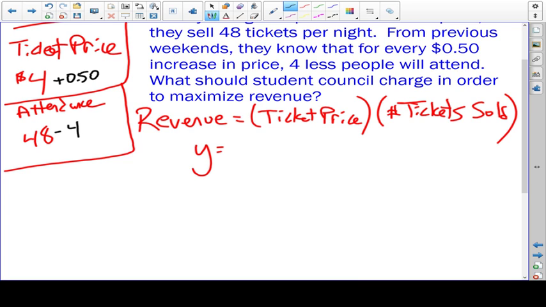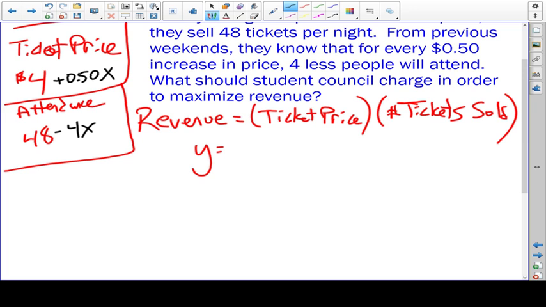But here's what I also know. If I do this once to $4.50, how many people are attending? 44 people. But I can keep doing it. What if I do it to $5? How many people are attending? 40. So I'm going to take this 50 cents and multiply it by the letter X, because X is going to represent the number of times I increase the price. And likewise, the 4 will also be tied to X, because it's going to be 48 minus 4 times the number of times we increase the price.